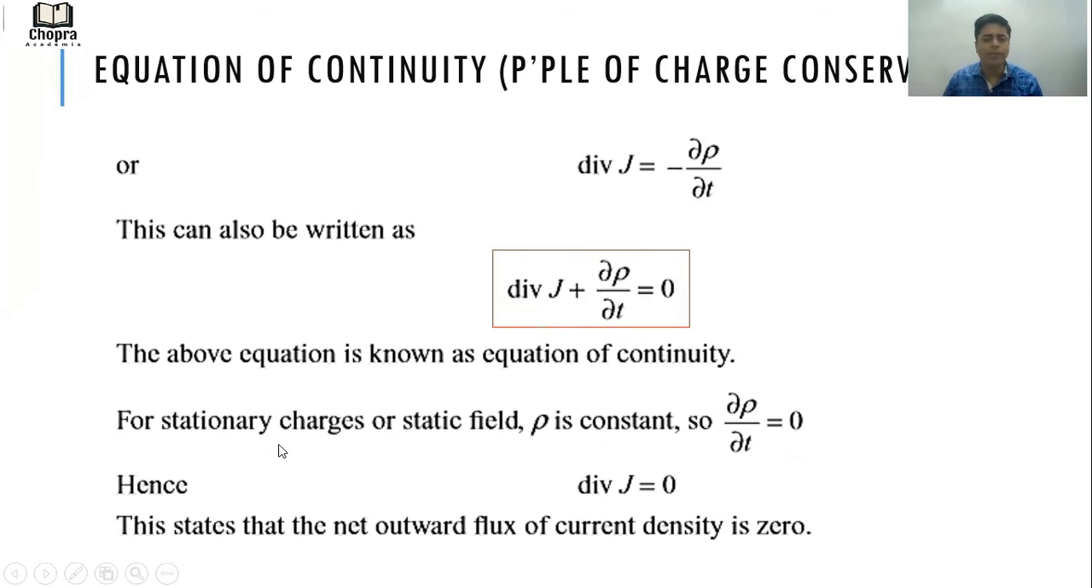Now if you see carefully, for stationary charges or for the static field, rho is constant. So the second term becomes 0. If the second term becomes 0, then the divergence of J also becomes 0. So this indicates that the net outward flux of current density is 0.